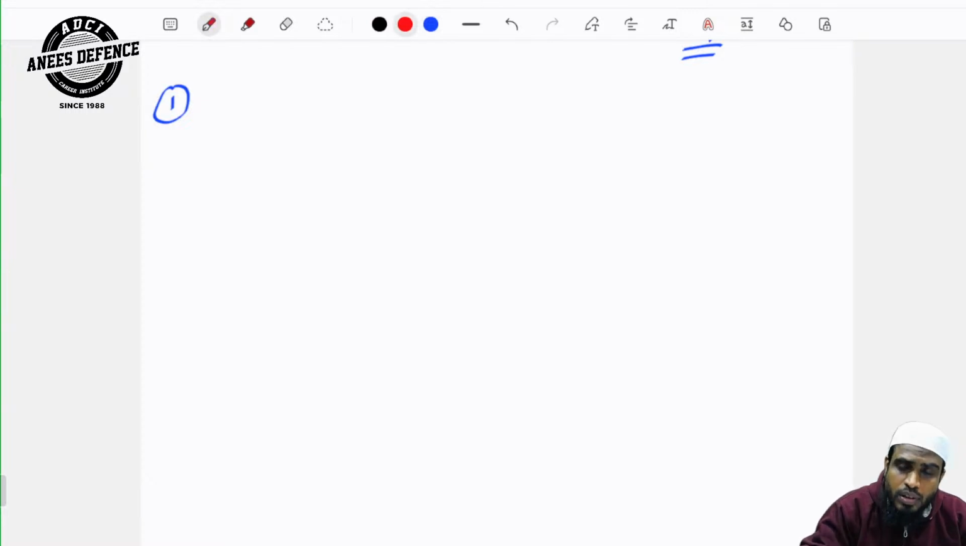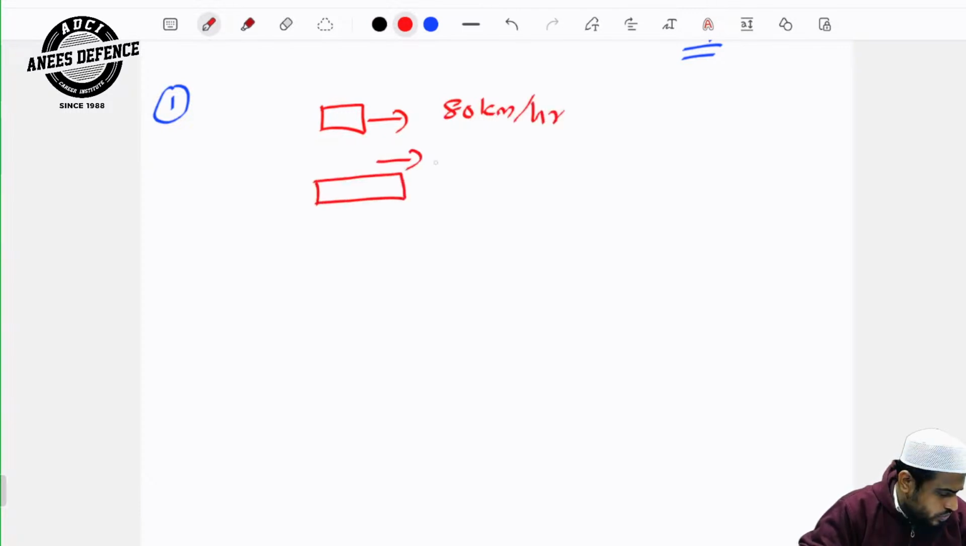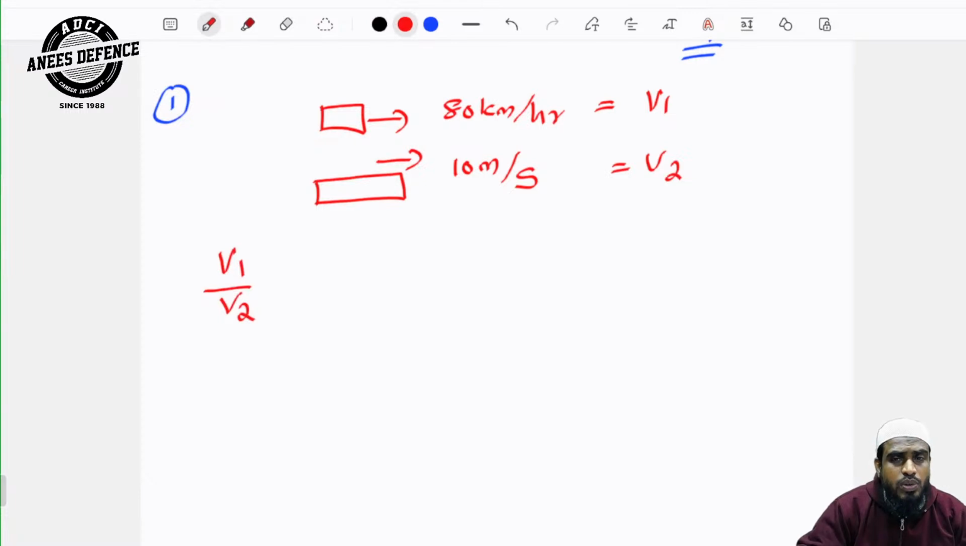That is a simple question, not connected to relative velocity. One train is moving with a velocity of 80 kilometer per hour. Another train is moving with a velocity of 10 meter per second. So you have to calculate the ratio of their speed. This is V1, this is V2. You have to calculate V1 by V2. Here you have to see the unit because you cannot put 80 by 10. That is wrong because 80 is given in kilometer per hour and 10 is given in meter per second.